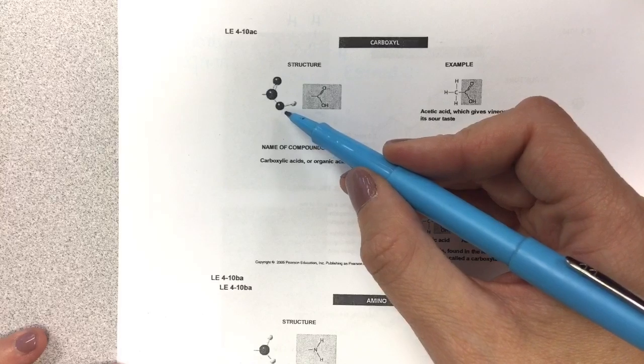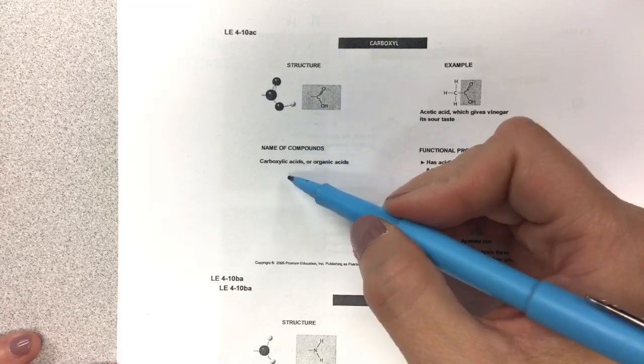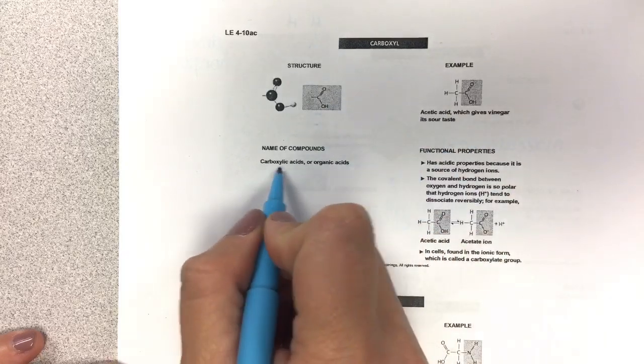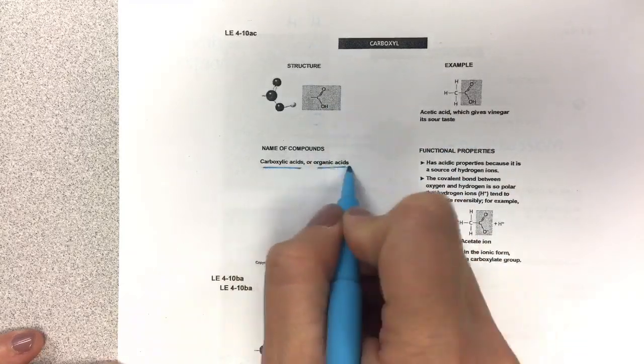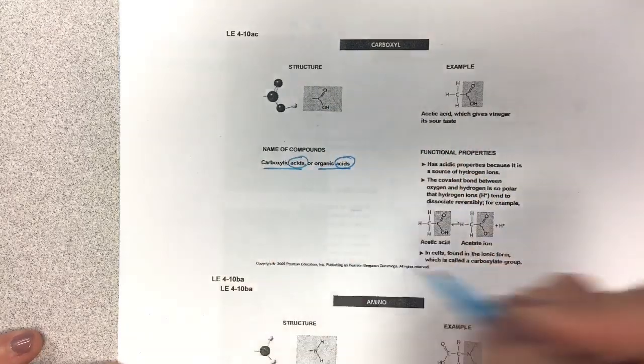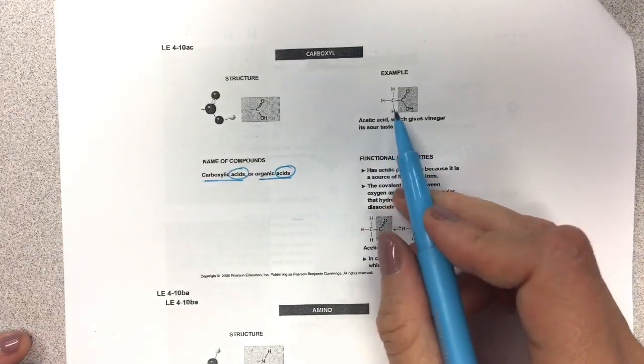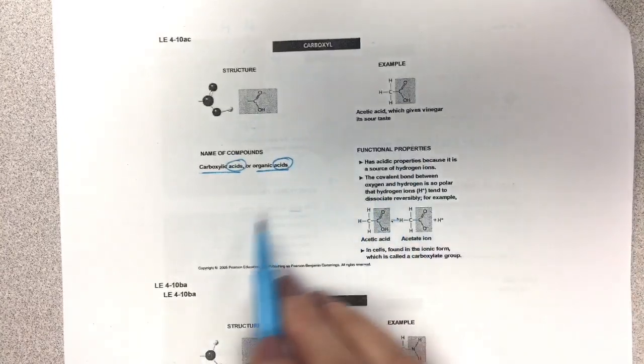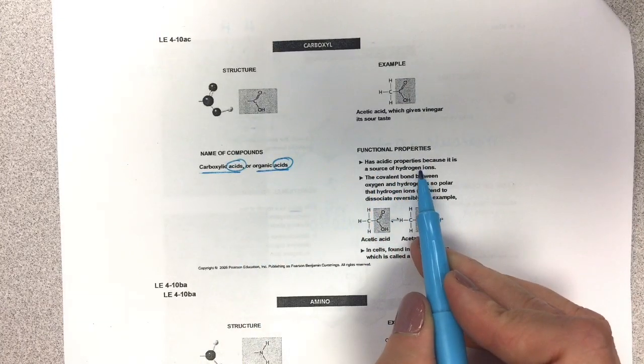When we look at this here, it gives the molecule acidic properties. So they're called carboxylic acids or organic acids. The key word is that it's an acid. So this is what it looks like attached to a molecule. This is acetic acid that's in vinegar. So it has acidic properties.